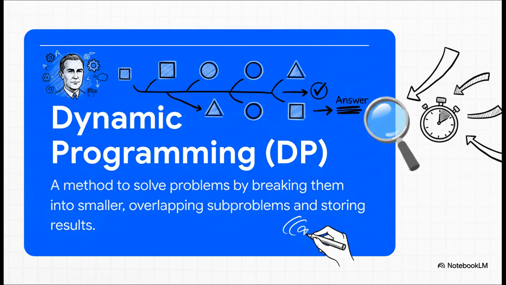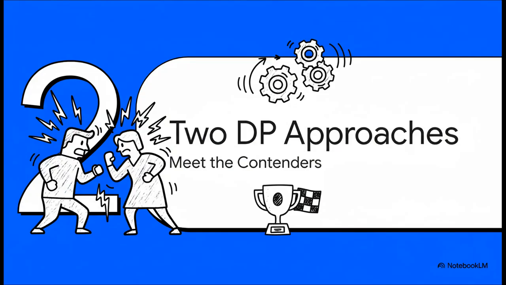The big idea is solve each small problem just once, and then remember the answer. That's it. This simple concept can take an algorithm from being painfully slow to lightning fast. Now, dynamic programming, or DP, gives us two main ways to do this. And this, right here, is where our big rivalry begins.